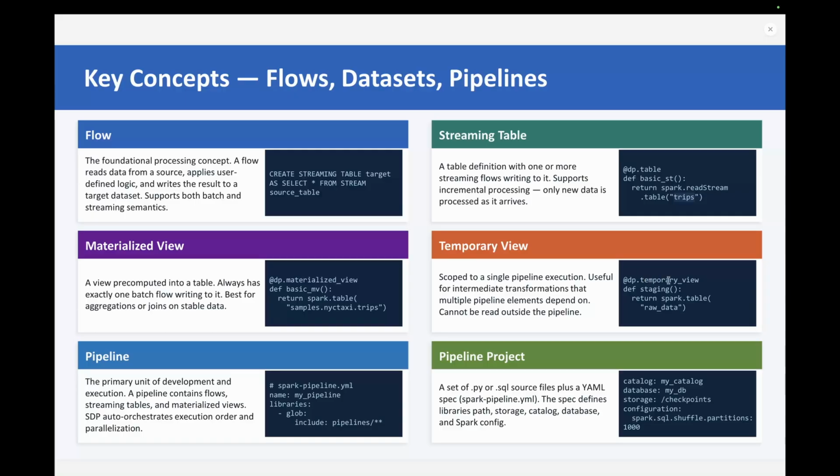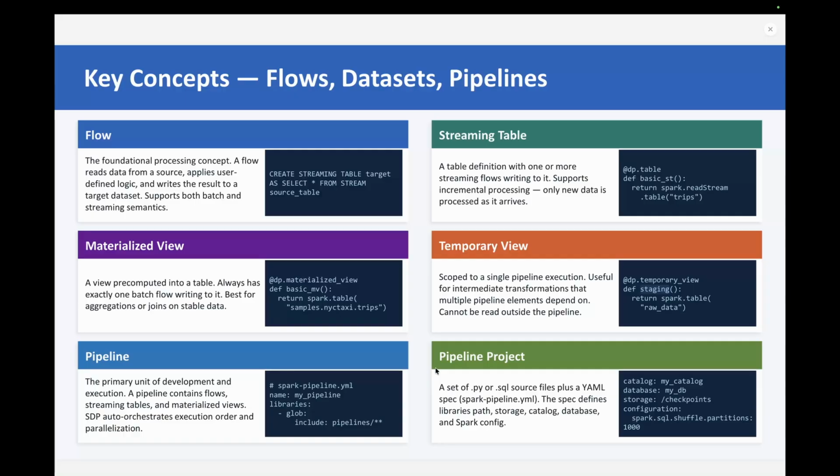How to create a temporary view? Here is a sample code. At dp.temporary_view, def, I created a staging method. It will return spark.table raw data.